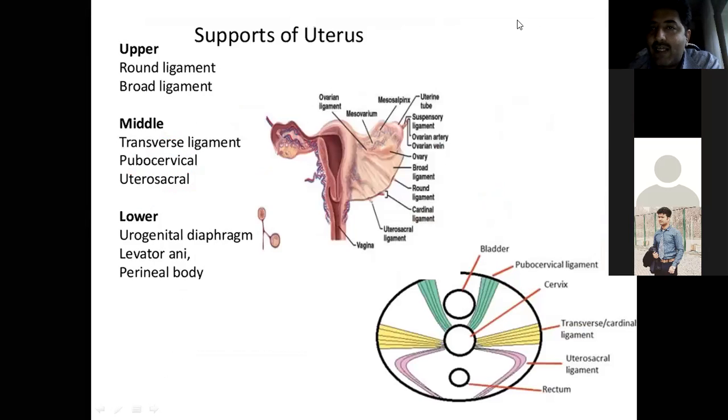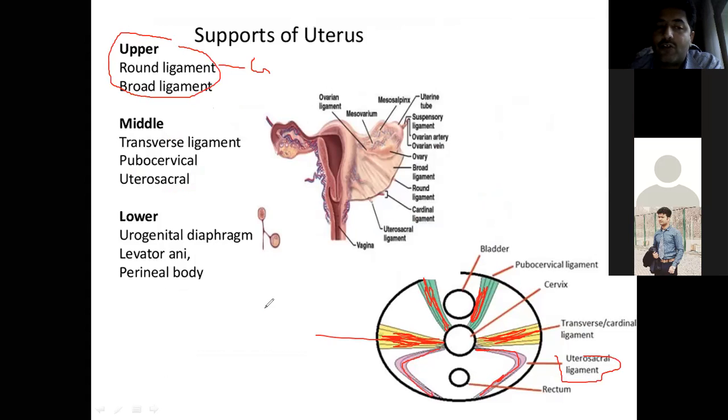Now this is the ligament which I am telling you. So these are the supporters of the uterus. Round ligament, broad ligament, not good support. This is the transverse ligament, attached to the cervix of the uterus. There is pubocervical ligament which is attaching cervix to the pubic bone. There is uterosacral ligament which is attaching cervix to the sacral bone. So these are also good support to the uterus.